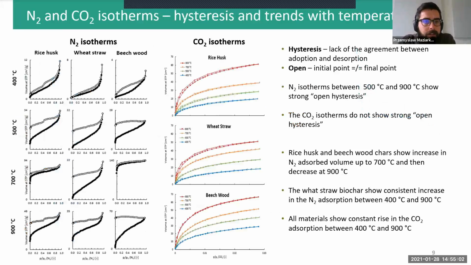So let's take a step back and look into the isotherms obtained by nitrogen and carbon dioxide. I will quickly mention what hysteresis is and what it means that hysteresis is open. Hysteresis means that there is a lack of agreement between the adsorption and desorption, and open means that the initial point of the adsorption does not meet with the final point. For the biochars, open hysteresis is very well known during nitrogen adsorption, and for our samples, most samples from 500 degrees to 900 degrees show very strong open hysteresis.